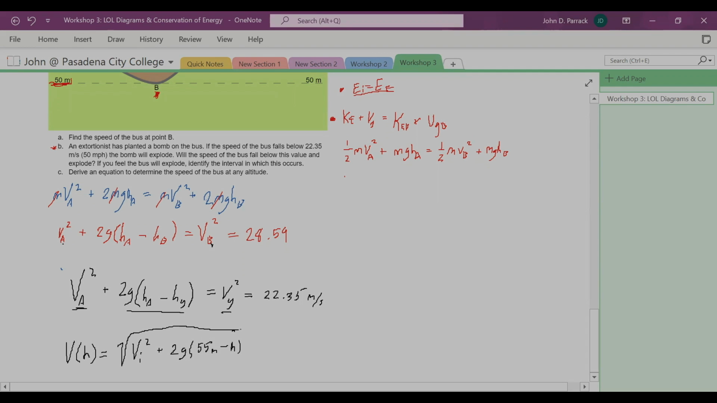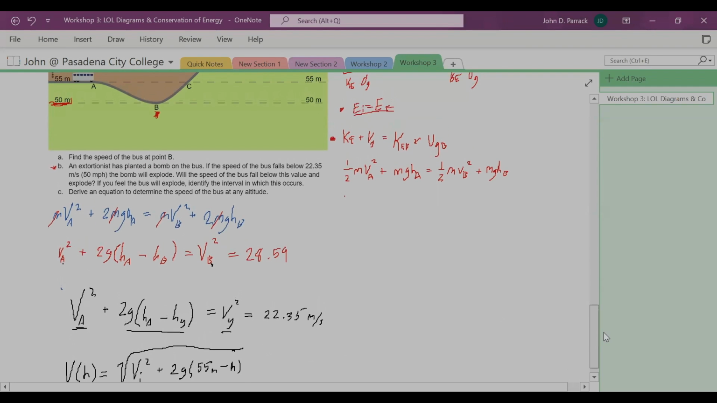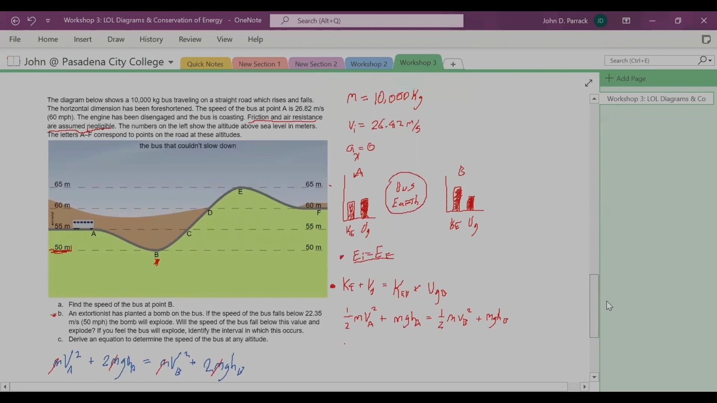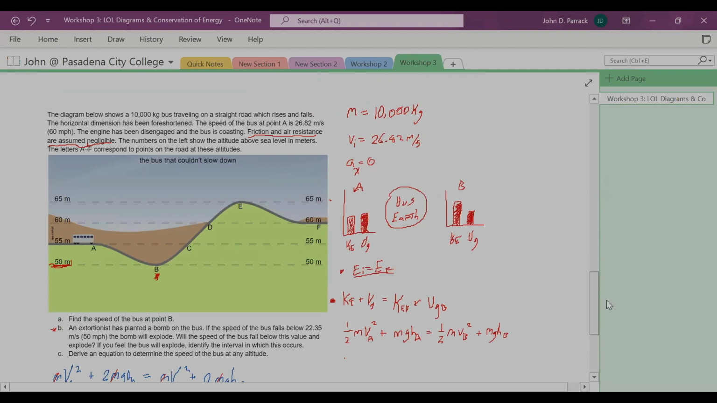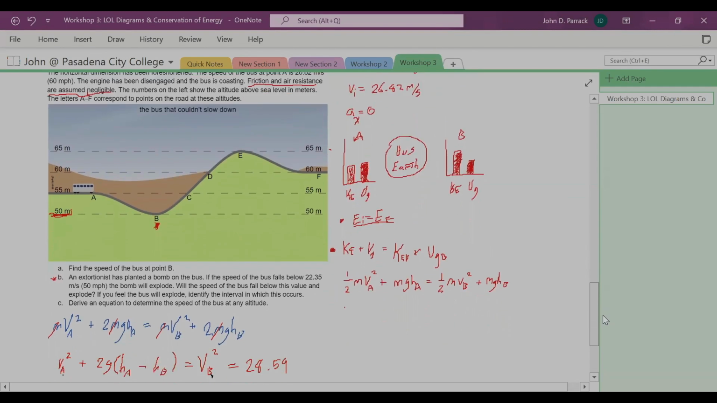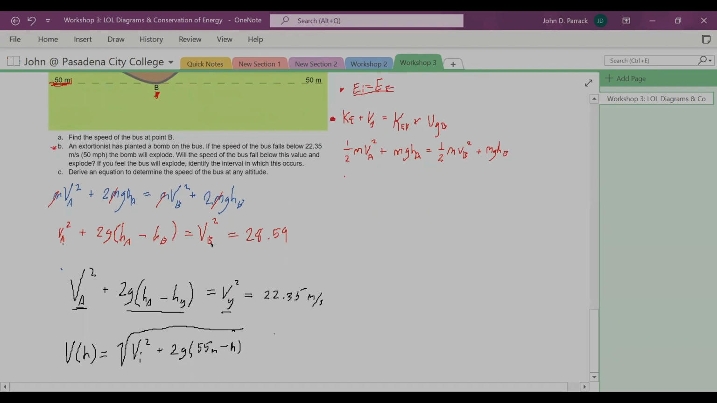There we go. Okay. I didn't have to do any new work there. I'm just making this into a nice equation, so you can put in an h and I can tell you a v. Derive an equation, and we're done. Great. So once again, another problem pretty easily solved with the conservation of energy. You can see the power of this technique.